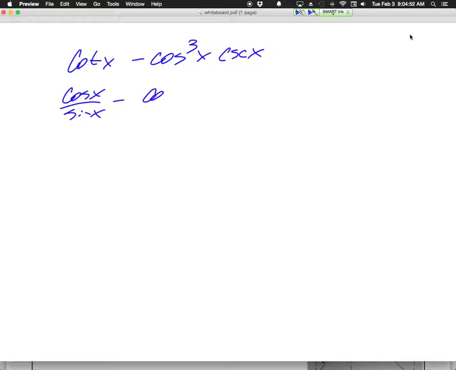Next one, 2 more. All right, cotangent of x minus cosine cubed of x times cosecant of x. Cotangent minus cosine cubed times cosecant. That is correct. So we want to start out by making substitutions to get everything in terms of sine and cosine. So the cotangent turns into cosine over sine. Leave the cosine cubed alone, and the cosecant turns into 1 over sine of x.